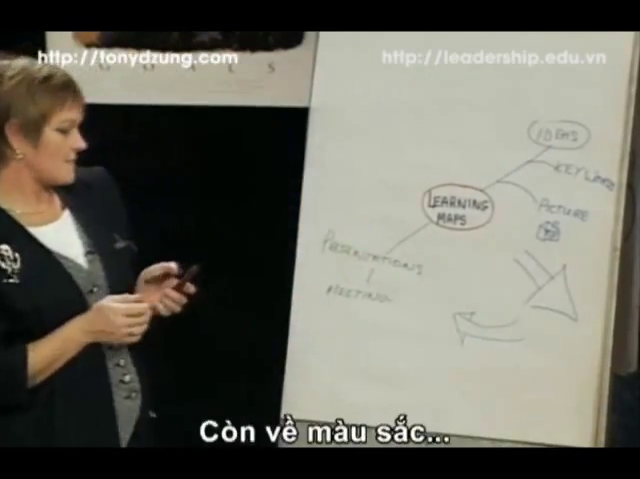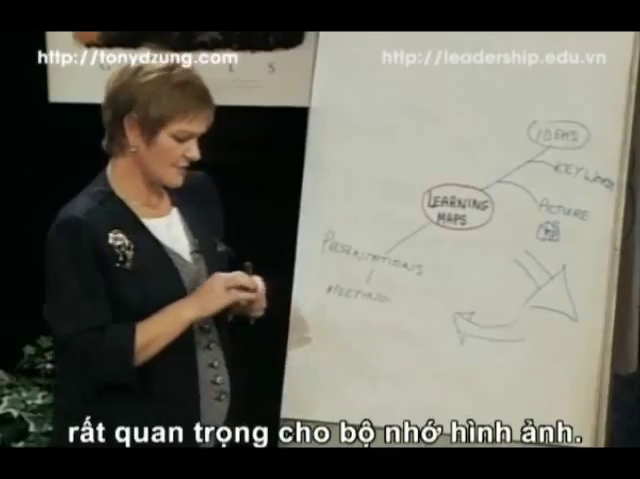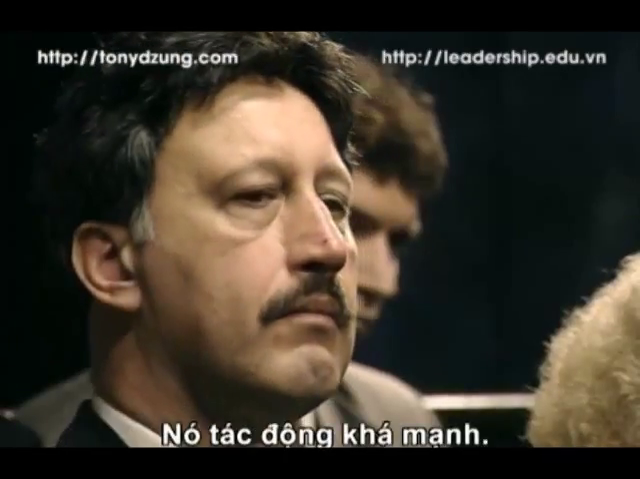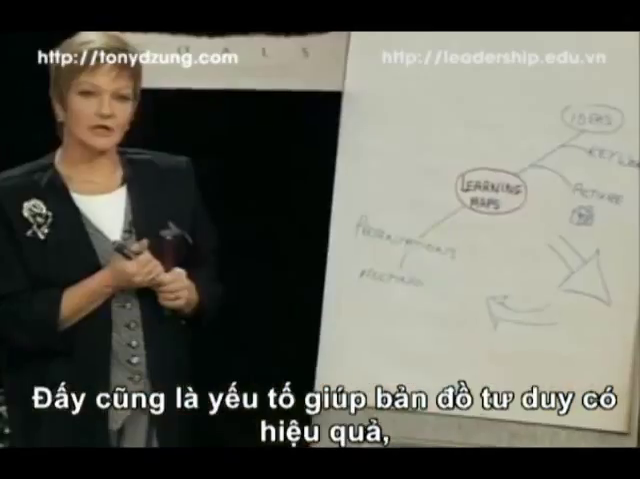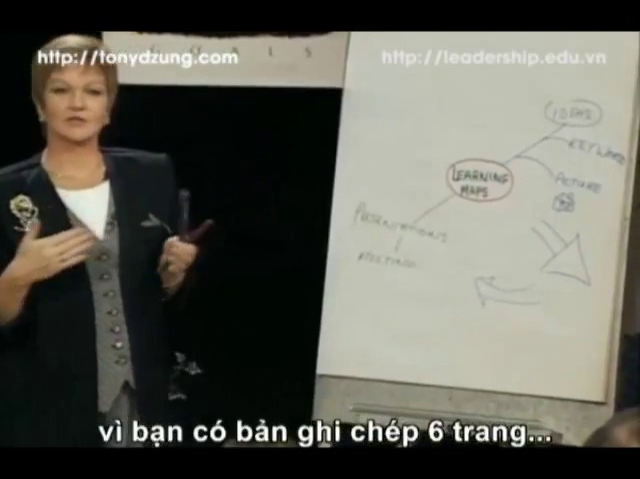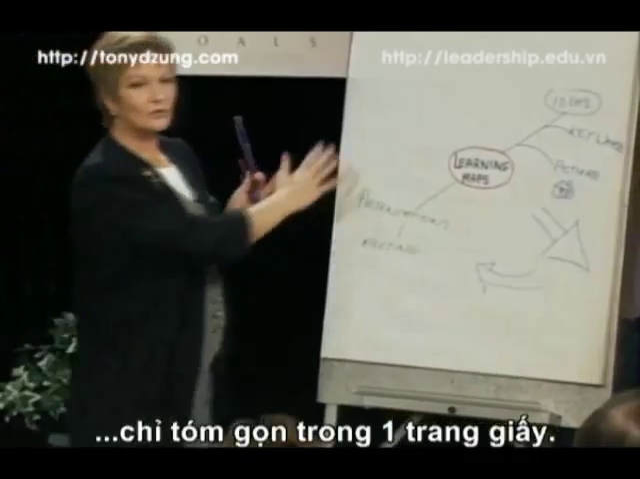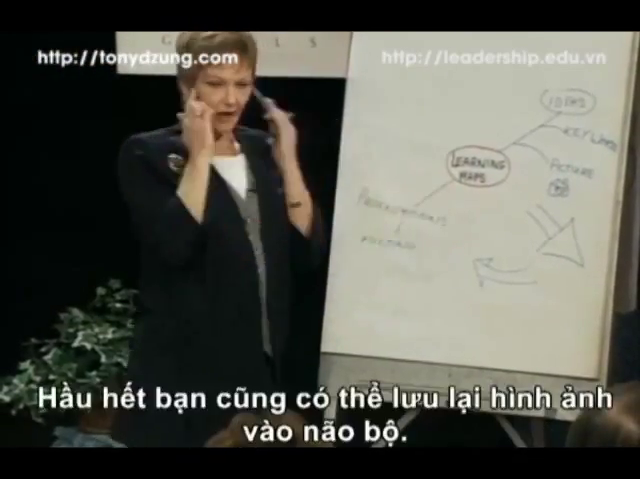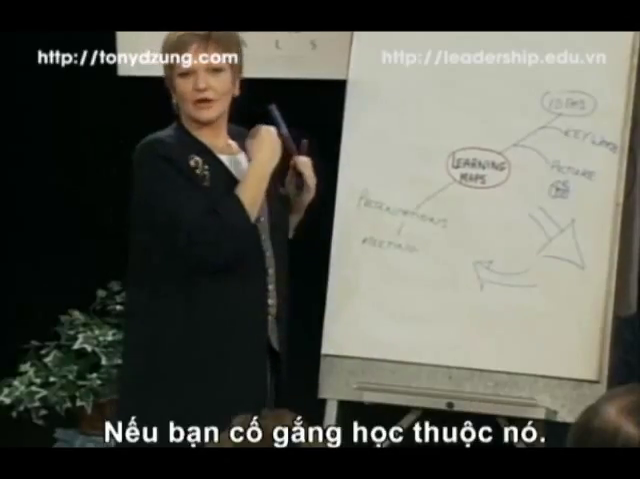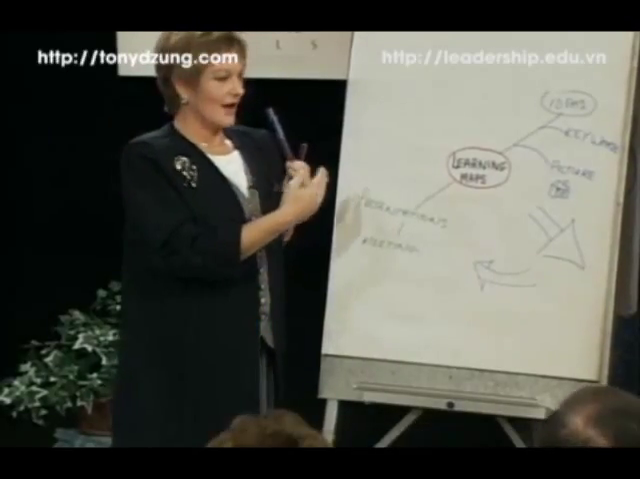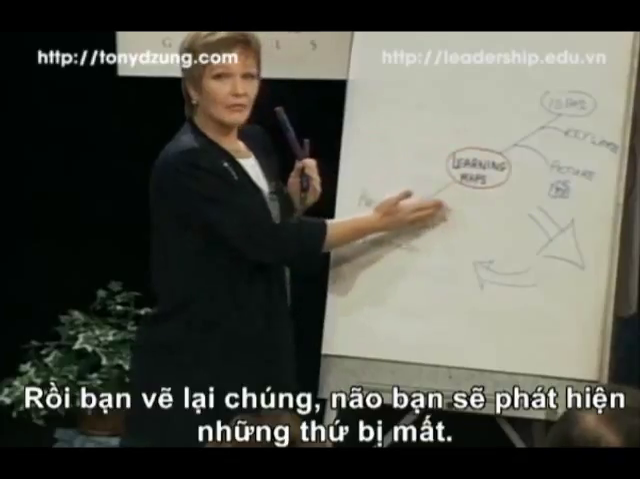Colour is very important. The visual memory is very, very strong. And this is why learning maps work, because instead of having 6 pages of notes, you've actually got all your notes on one page, and you almost take a photograph of it with your brain. And if you're trying to learn from it, and you're redrawing a map, your brain will be looking for what's missing.